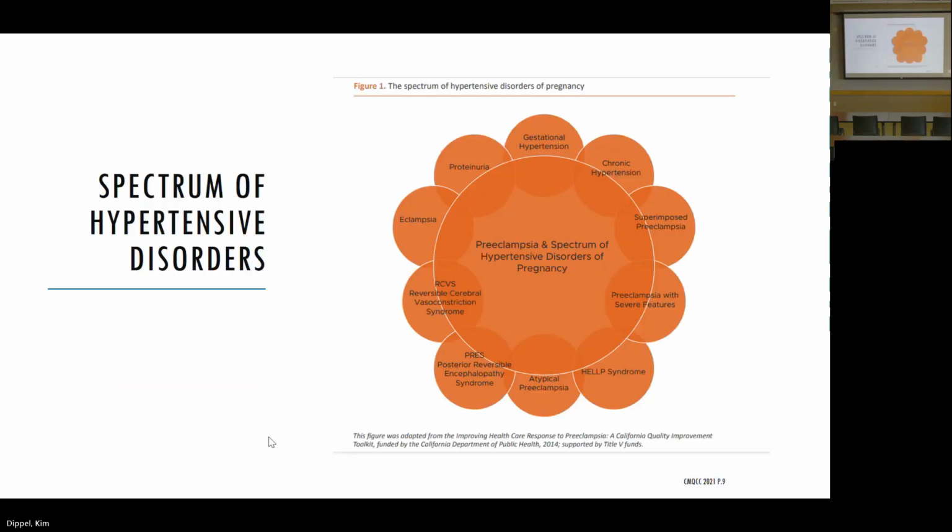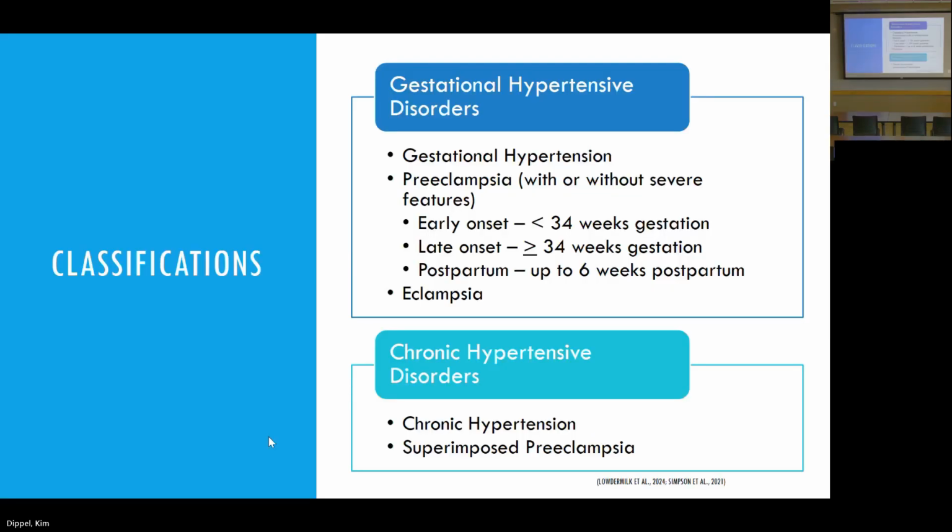So I love this slide. This is a slide from the California Collaborative. Everything from the California Collaborative is free. This is from their publication in 2021. So preeclampsia and the spectrum of hypertensive disorders of pregnancy, you can see that it's multifocal here. We're only going to cover some of this, and I would really encourage you to go to their website to do a really deep dive into these disease processes.